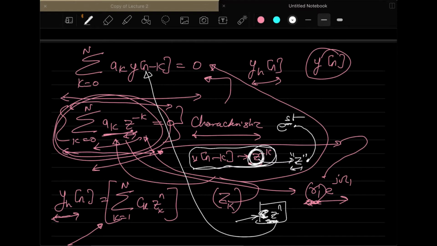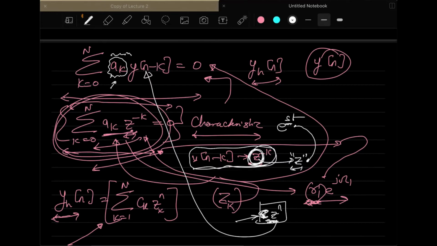Sir, are we not supposed to put a constant for this? That will be assimilated in this A_k. It can be absorbed within this coefficient, and then it will be a modified coefficient. So some way or the other, we are taking A_k.